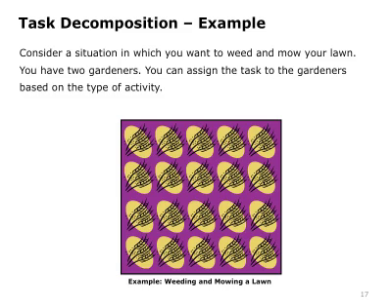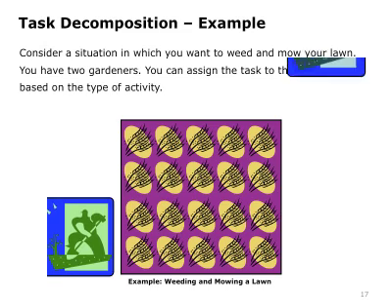Here's a simple example of task decomposition. Consider a situation where you want to weed and mow your lawn. So you have two tasks, and these two tasks you can think of as independent. And you have two gardeners. So the obvious strategy is to assign one task to one gardener. One is doing the weeding and one is mowing the lawn.